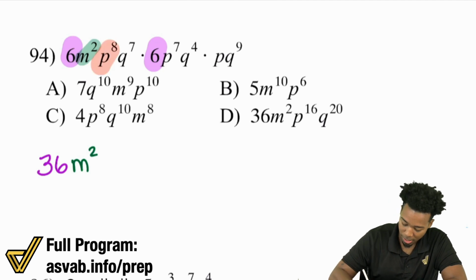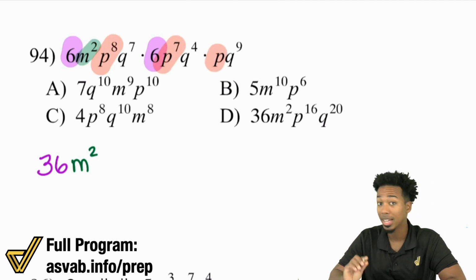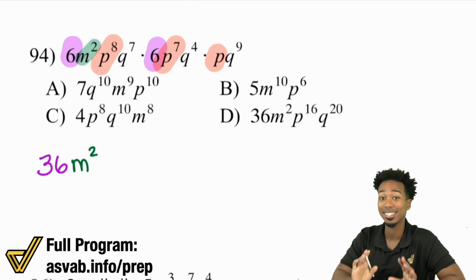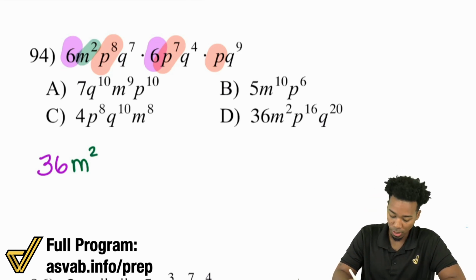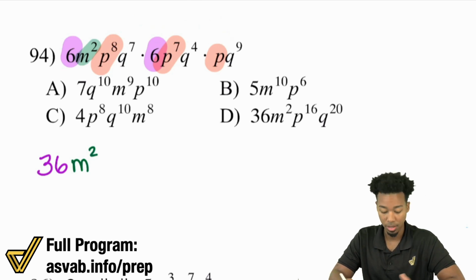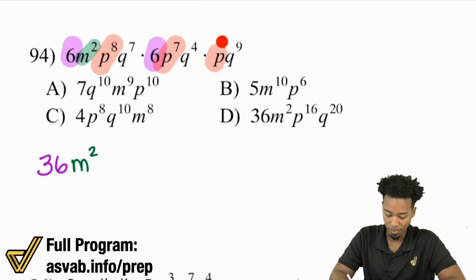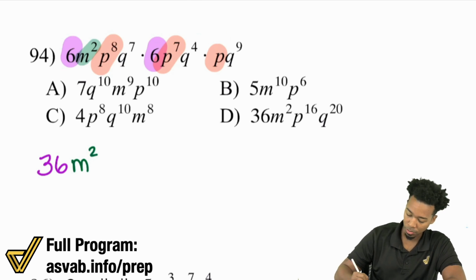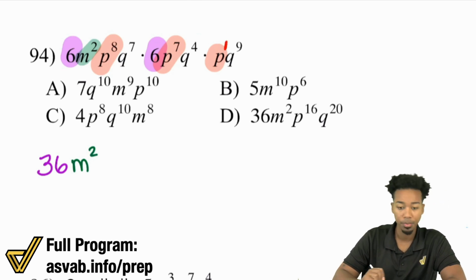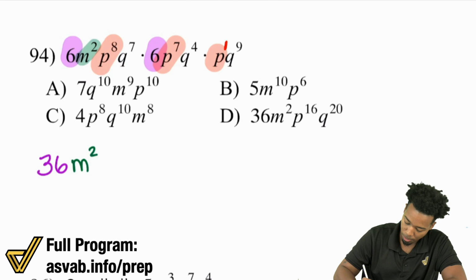Next up, we have P to the power of 8, P to the power of 7, and just P. Again, that is not P to the power of 9. That's just going to be P. So we're still going to have 8 plus 7 plus 1, which will give us 16. 8 plus 7 is 15, plus 1 is 16. Remember, that's an exponent of 1. So P to the power of 16.